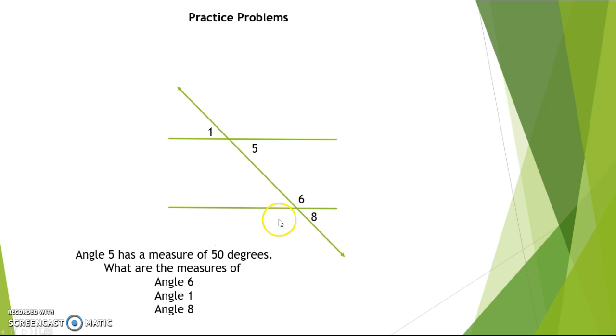We can also see that angle 6, which we just said is 130 degrees, is also on a straight line and is supplementary with angle 8. So if angle 6 is 130 degrees, angle 8 must be 50 degrees. Now to work out what angle 1 is, we can say because angle 8 is 50 degrees and it is an alternate exterior angle to angle 1, then angle 1 must also be 50 degrees.